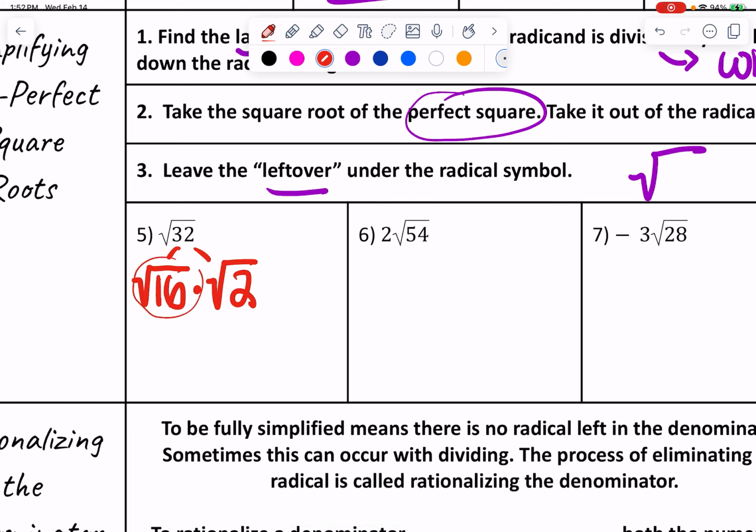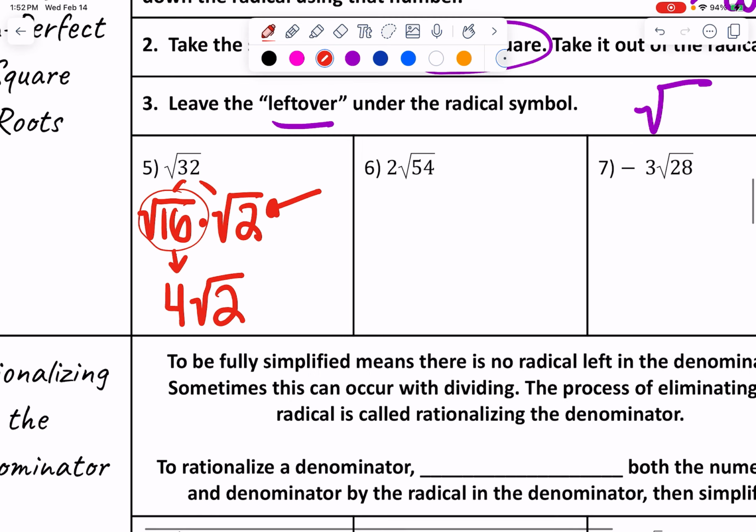Once I do that, I should have a perfect square in my answer. So the square root of 16 is just 4. Okay, your leftovers are going to be that square root of 2. You're going to leave it underneath like that. Okay. And once you've got it fully simplified, because you can't simplify the square root of 2 any further, you're done. Okay? All right.